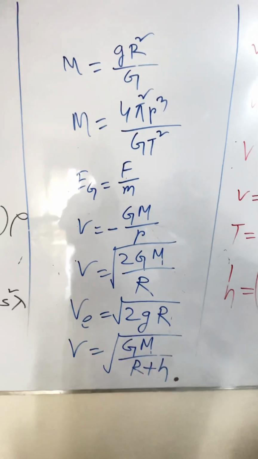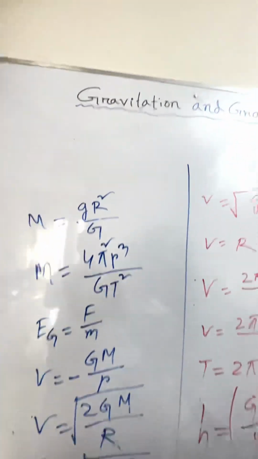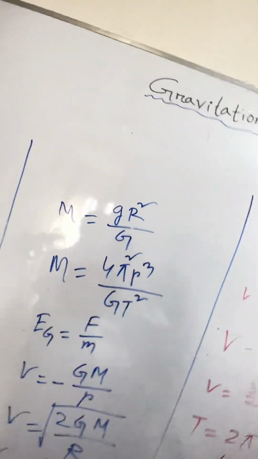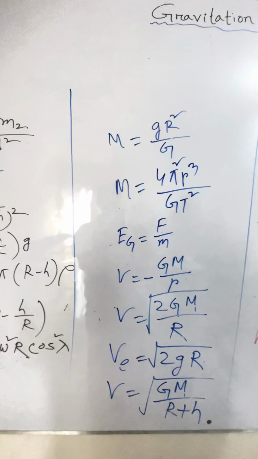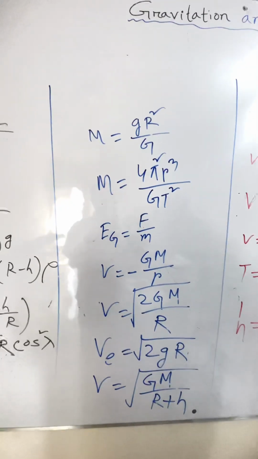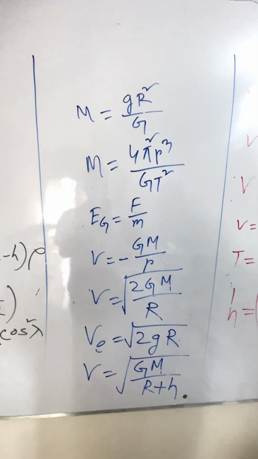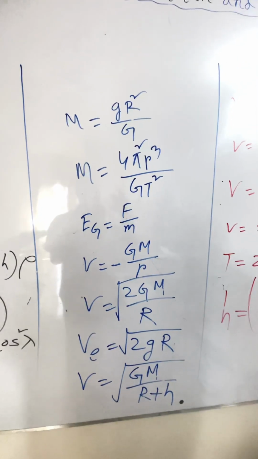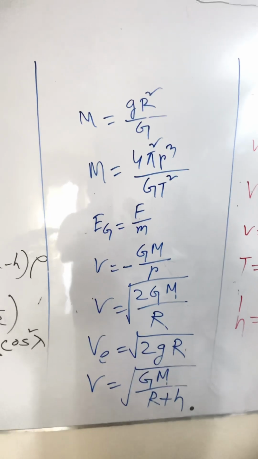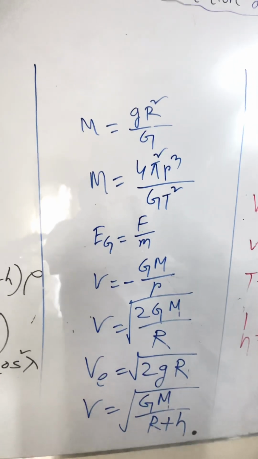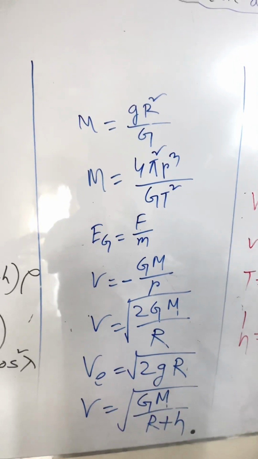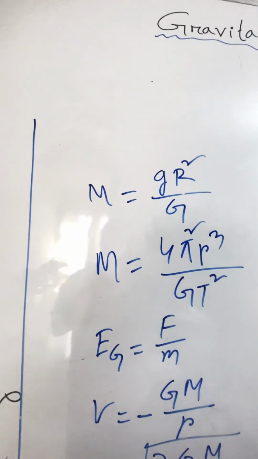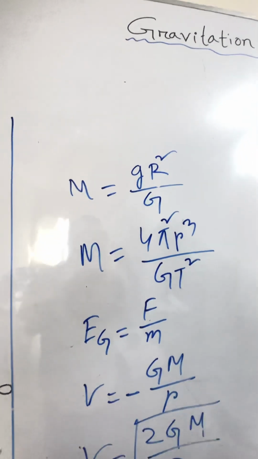Okay, dear students, today our chapter name is Gravitation and Gravity. We'll learn some formulas which are related to this chapter. Whenever you want to solve any type of mathematics related to gravitation and gravity, you have to apply these formulas. Okay, let's start. M equals small g R square over capital G.